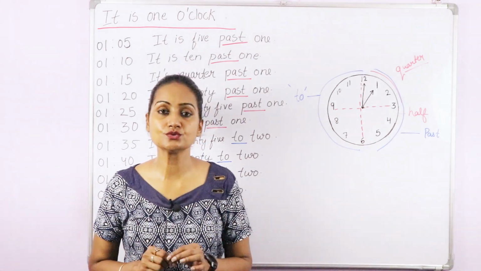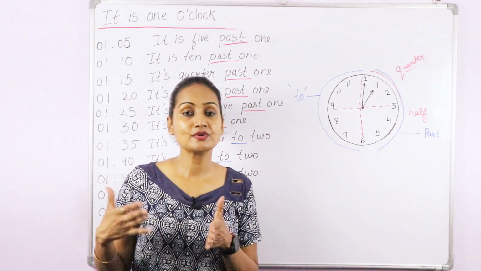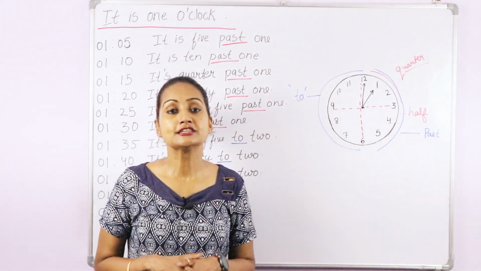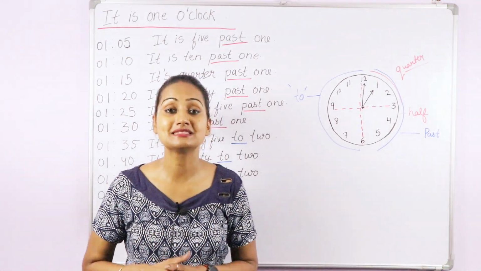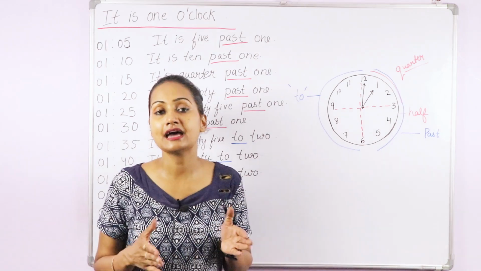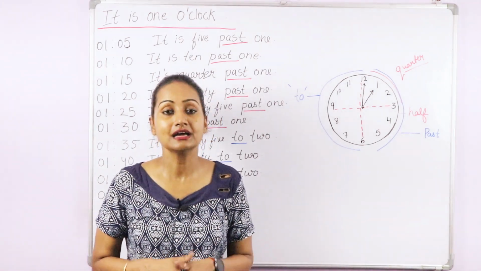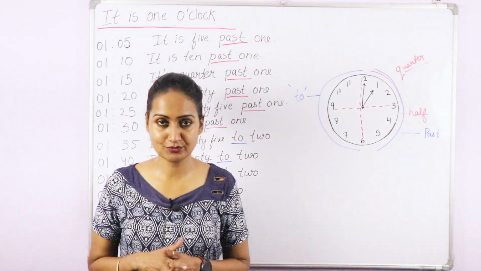We always use the preposition at with time. Whenever we are talking about the exact time, we use at. For example, the flight will land at midnight, at midday, at noon, at 3:30, at 7 o'clock, at 5:30. So we always use at before the time.